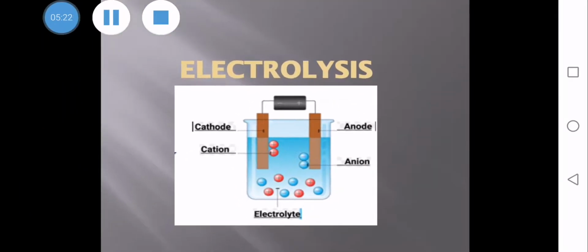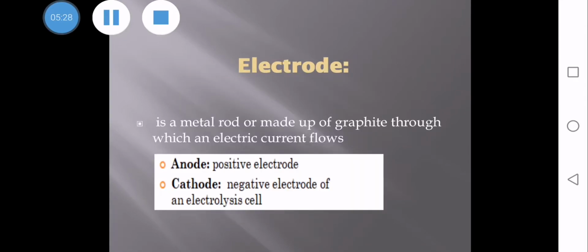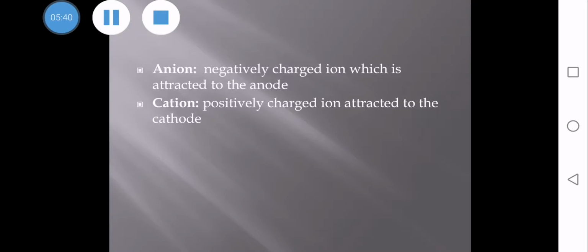Fine, the positive one is anode and the negative one is cathode, connected to the positive and the negative terminal of the battery respectively. So here the anode is the positive electrode and the cathode is the negative electrode in the electrolysis cell. What is an electrolyte? It is an ionic compound in the aqueous or the molten form that conducts electricity. Fine, so we know that these are the only two forms which can conduct electricity, one aqueous form and the other molten form.